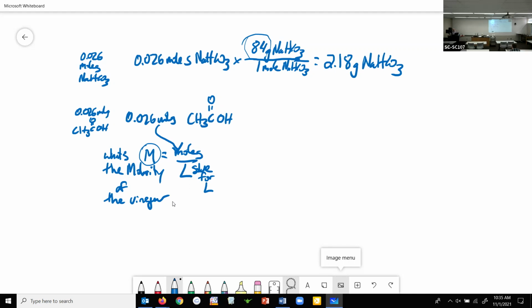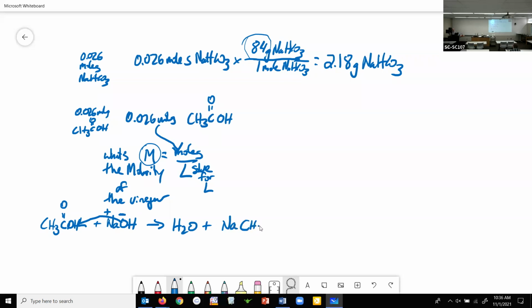In order to figure out the concentration of the vinegar, we're going to take advantage of a second reaction. That acetic acid has one hydrogen that comes off readily. And in the presence of a substance called sodium hydroxide, that hydroxide has a negative charge, and it will pull the hydrogen off of the acetic acid. The result is water plus sodium acetate. Sodium has a plus charge, acetate has a negative charge.